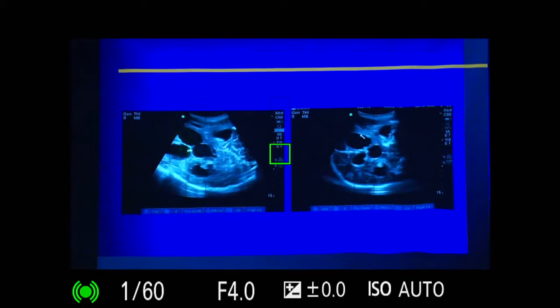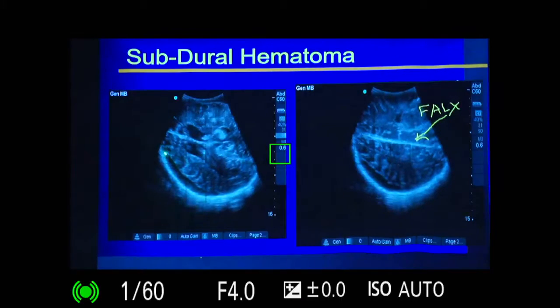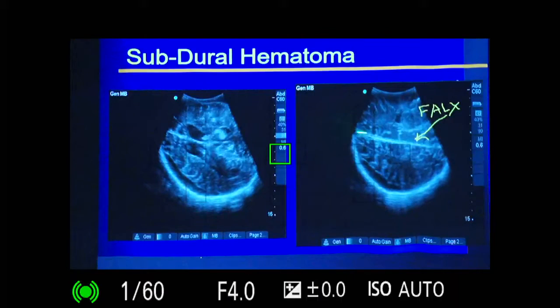This is another patient. You can see how gross the hydrocephalus is, the ventriculomegaly, very clearly seen. And here you can see a subdural hematoma, and this white line we just pointed out because I want to show you. This is the falx cerebri. All of you understand that's the midline. Okay, and how beautifully it is seen.